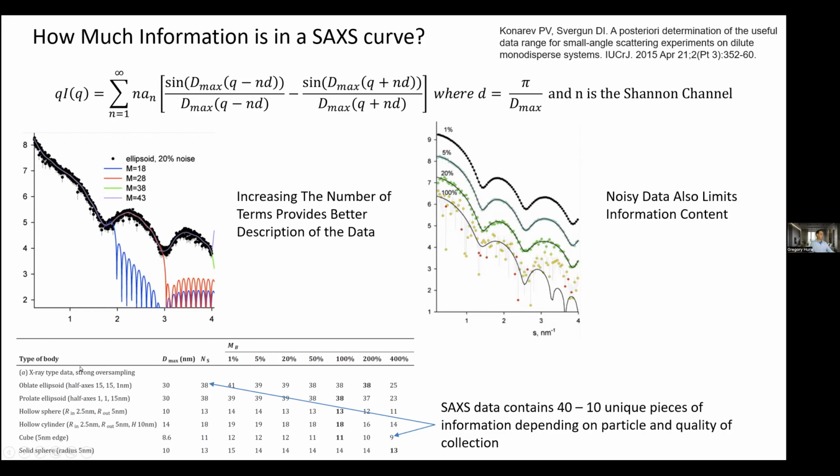So having done this study, Svergun and Panjkovich et al. have got this Shannon program, and they can estimate how many unique pieces of information you're going to collect from your SAXS profile. And it's about 10 to 40, depending on the quality of your data, the shape of the molecule, and the Q range you collect. So something like that, 10 to 40 unique pieces of information. And that amount of information, again, is not enough to reconstruct a protein structure.